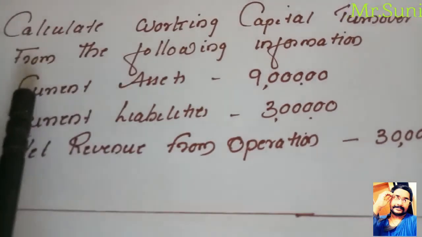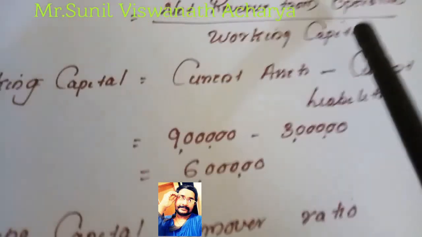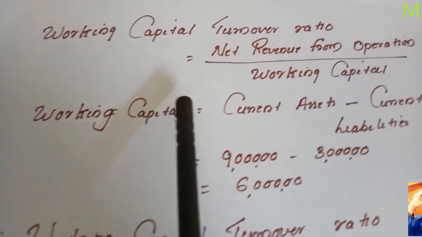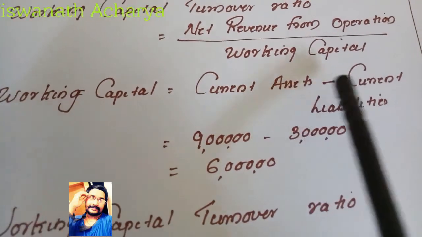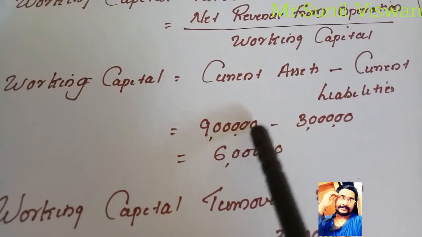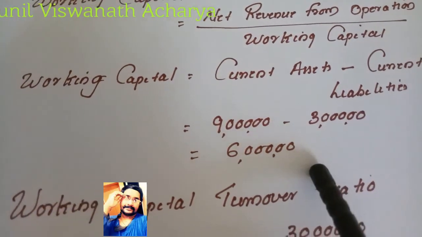Net revenue from operation is 30 lakhs. What is not given? Working capital is not given, so we have to calculate it. We know working capital is equal to current asset minus current liability. Current asset is 9 lakhs and current liability is 3 lakhs, so working capital is 6 lakhs.